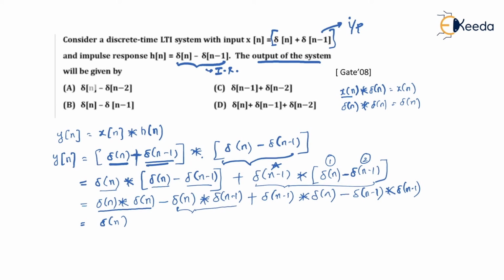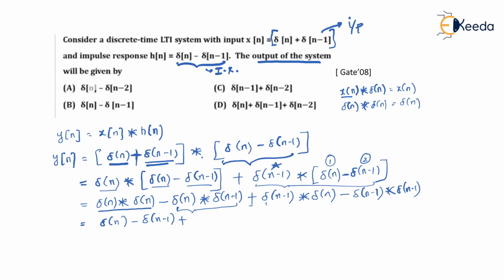Now we know that del of n convolved with del of n happens to be del of n, then del of n convolved with del of n minus 1 will be minus of del of n minus 1. That is, the total shift in the output is the summation of the shift in input as well as the shift in impulse response.